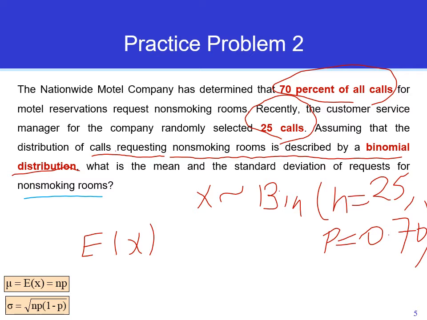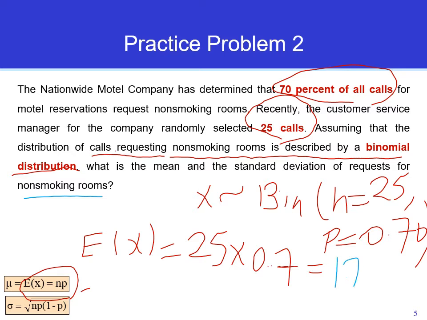Using this formula, the expected value of random variable X is equal to n multiplied by p. n is 25 multiplied by 70%, and we get the solution, which is 17.5. So on average, 17.5 or 18 would request a non-smoking room.